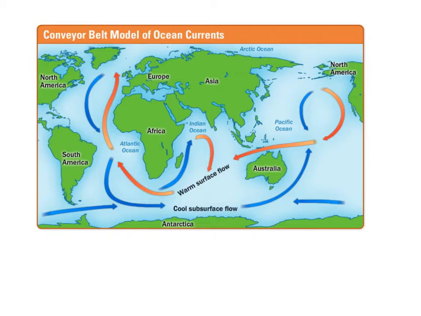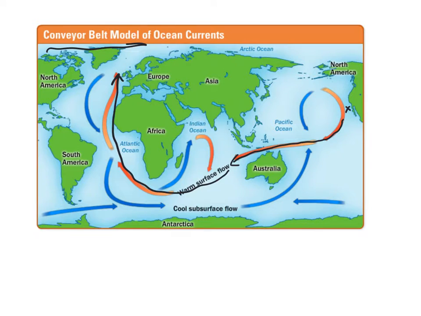Okay, in this picture here, we're going to look at this conveyor belt model of ocean currents. And what that means is that all of the ocean currents tie into each other, and what it allows is global circulation. So if we start off here with a surface current off the coast of California, we'll notice that surface current can take it through the Indian Ocean and up to the North Atlantic, where it'll cool off.